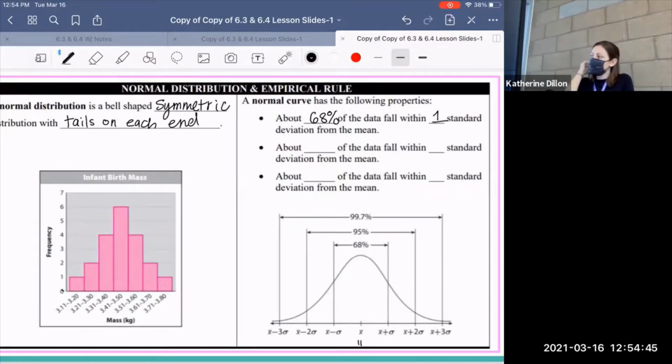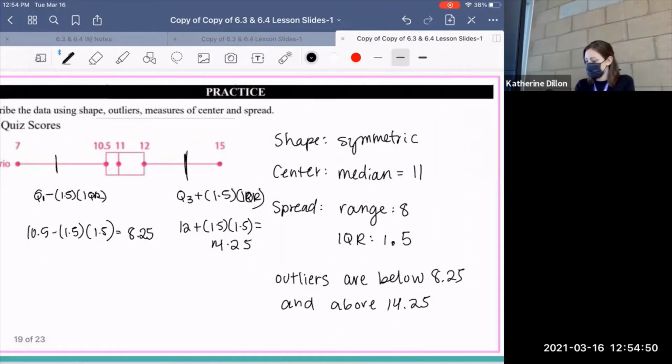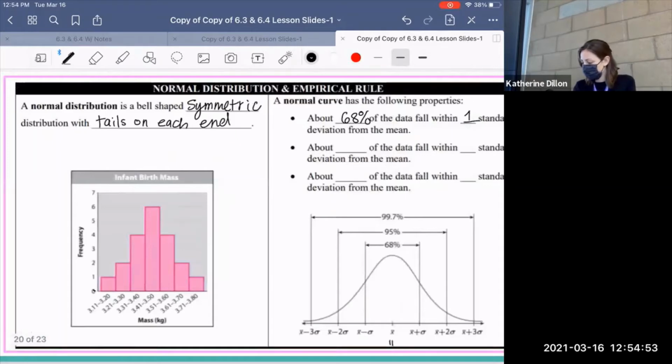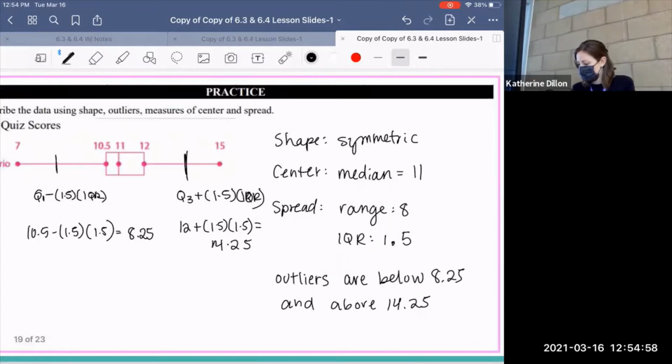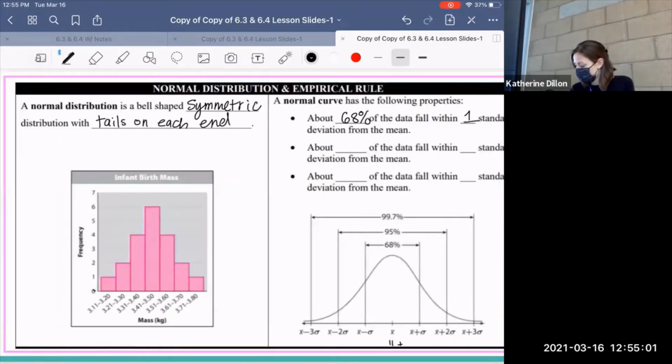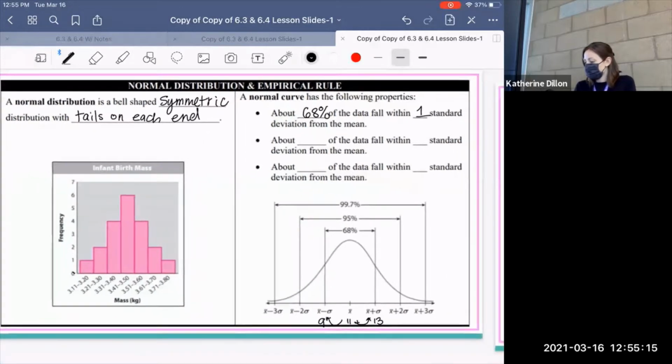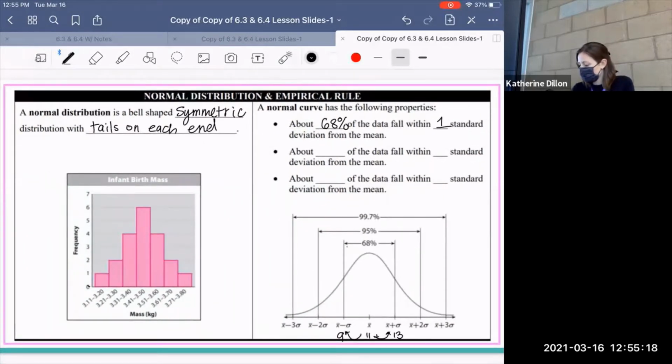About 68% of the data will fall within 1 standard deviation from the mean. I didn't calculate the standard deviation over here. That's fine. Whatever our standard deviation is, let's say that it's 2. I would add 2 to get this next number, so that would be 13. I would subtract 2 to get the number on the other side, which would be 9. 68% of the data will fall within the area from 9 to 13. That's what the shape of this bell curve is saying.